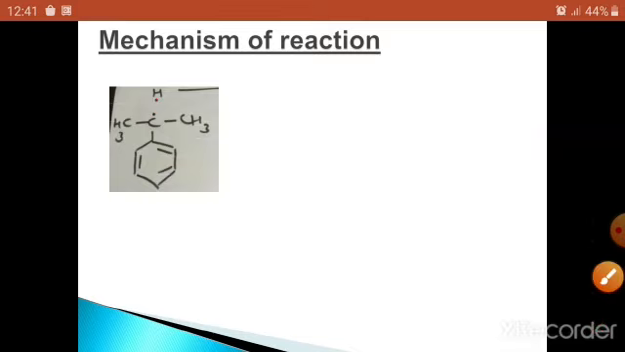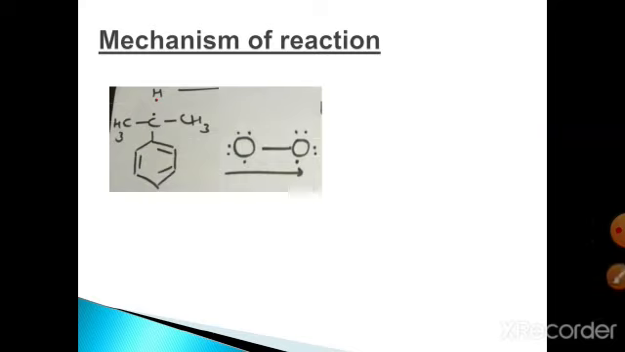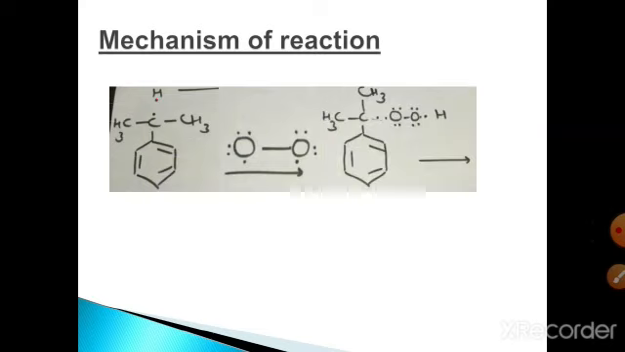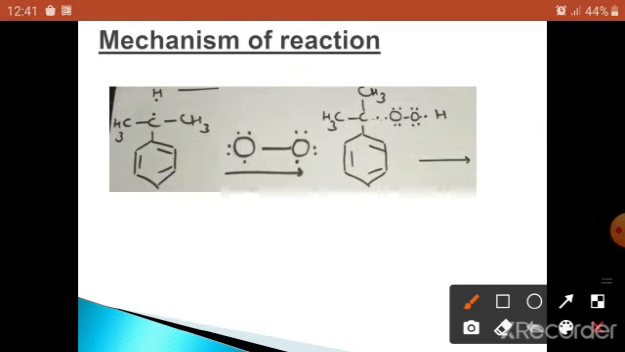This isopropyl benzene reacts with an oxygen molecule. As we know that there is a double bond present in the oxygen molecule, so this oxygen molecule also undergoes homolytic cleavage, and one oxygen gets one electron and another oxygen gets another electron. And so this oxygen attacks the carbon which has the odd electron, and it makes a single covalent bond with that carbon. So a single covalent sigma bond is formed between carbon and oxygen, and another sigma bond is formed between oxygen and hydrogen.